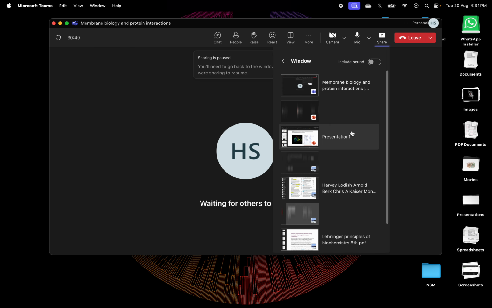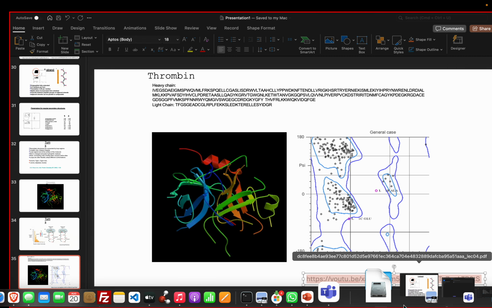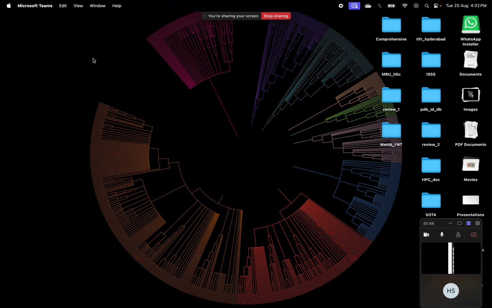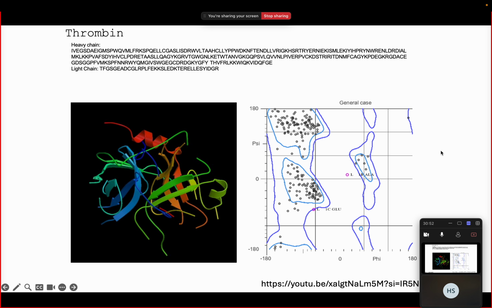Yeah, so that was a very brief discussion about domains and motifs. So till now we have been talking about secondary structures in proteins, right? We have talked about alpha helix, beta sheets, beta strands, turns, and different types of alpha helices.